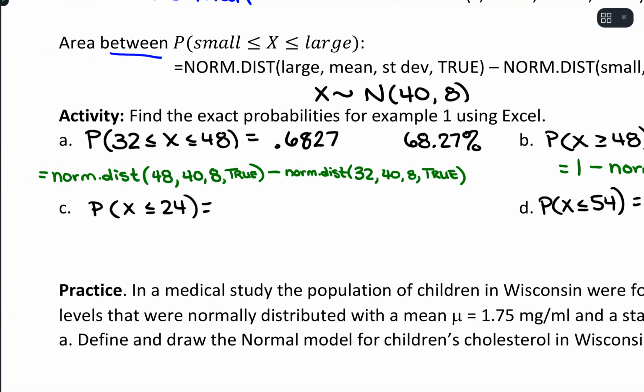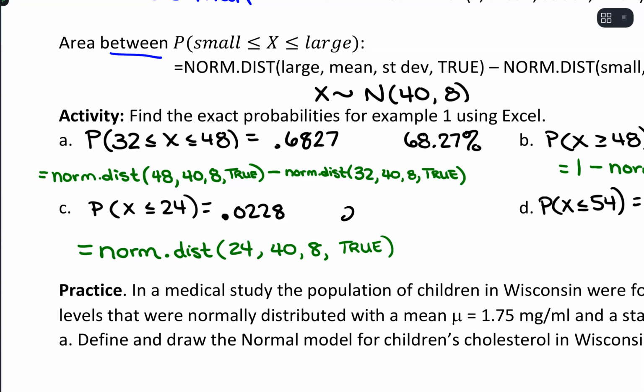All right, part C, P of X is less than or equal to 24. There we go. So this is area to the left-hand side. So this is where we can just use that normal distribution function without anything extra going on. So I'm just going to go equals norm.dist and list 24, 40, 8, and true. And the calculator should return a 0.0228, so 2.28%. So for less than or equal to, nothing extra to type in, just the normal distribution.